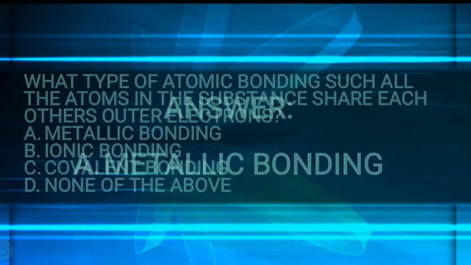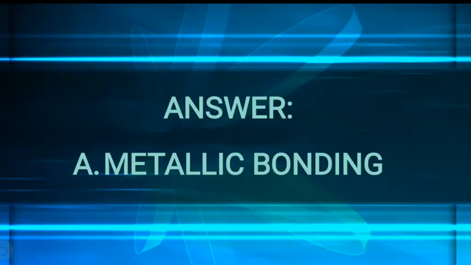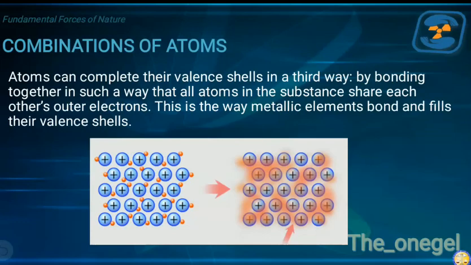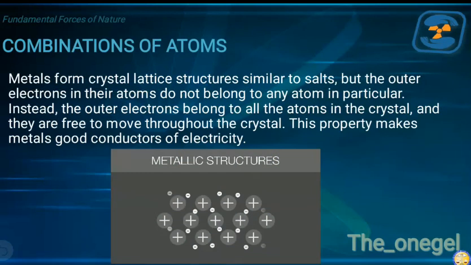So, if you answered letter A, metallic bonding, then you are right. So, atoms can complete their valence shell in a third way by bonding together in such a way that all atoms in the substance share each other's outer shell electrons. This is the way metallic elements bond and fill their valence electrons. Okay, so as you can see in our illustration, there is the free movement of electrons.